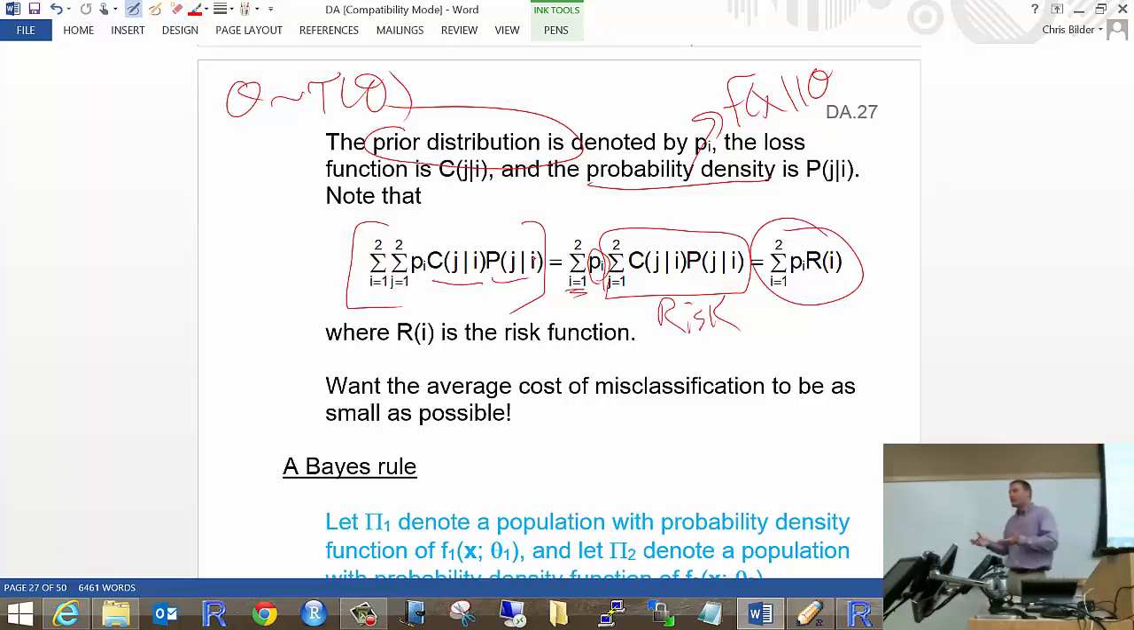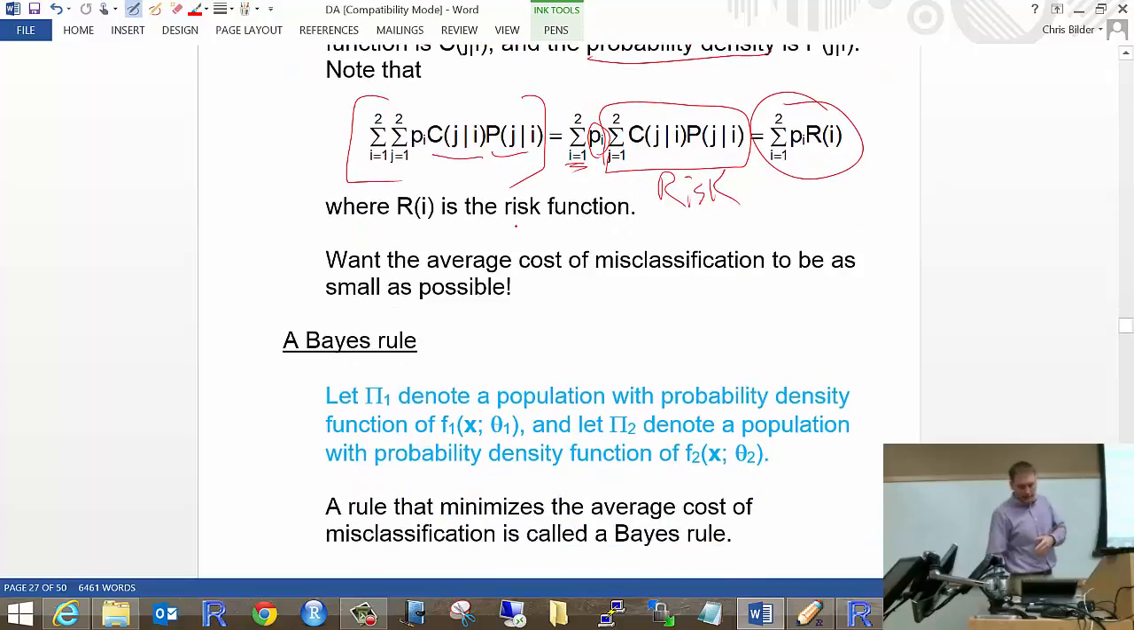Hopefully it makes some intuitive sense that we want to come up with a discriminant analysis rule, or a method, that minimizes this average cost of misclassification. The rule that minimizes it is, you could say, the best rule. And this rule is called a Bayes rule.